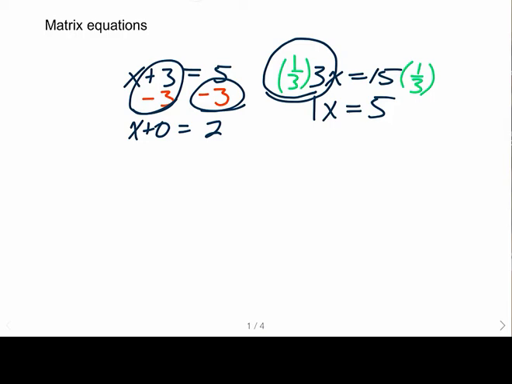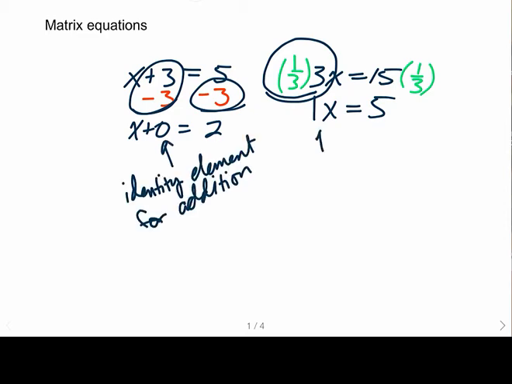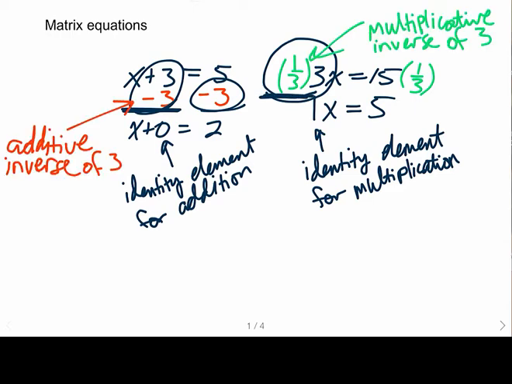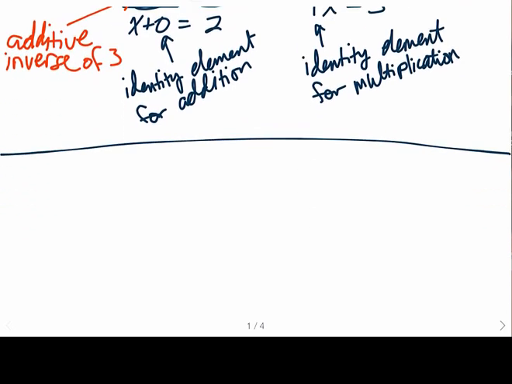In each case, I end up with an identity element. 0 is the identity element for addition. 1 is the identity element for multiplication. And to obtain those two, I use the additive inverse of 3 and the multiplicative inverse of 3, respectively. We're going to do basically the same thing, but in the context of matrices.